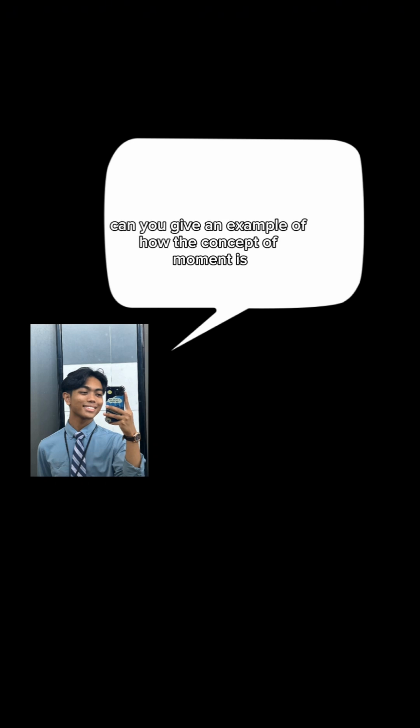Alright, can you give an example of how the concept of moment is applied in our everyday life? Yes, of course. One example that we can take is a wheel. The wheel shown in this image can serve as an example of the concept of moment in physics. Many must be wondering, how can a wheel be used as an example for the concept of moment in physics?